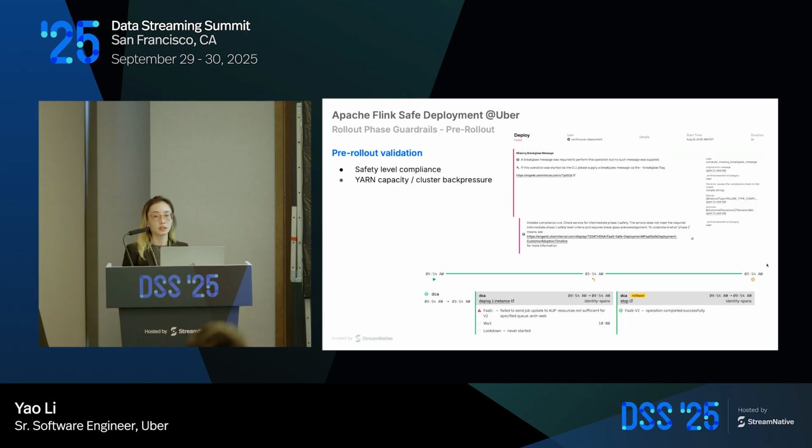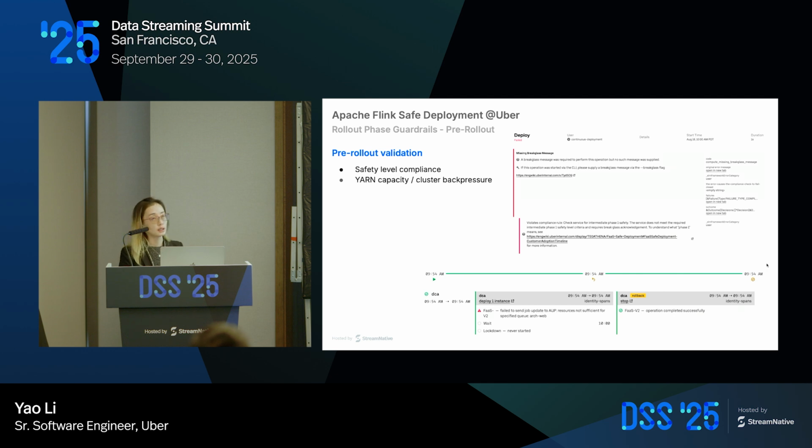And we have the safety level compliance for some high-tiered critical jobs. So we place a gate to require they reach a given level of safety. If they don't fulfill the requirement, their production deployment will be blocked. And a warning message will be shown on the UI for the customer to either take actions to adopt a more safety feature to fulfill the requirement, or they can use break glass to conduct an emergency rollout if needed.